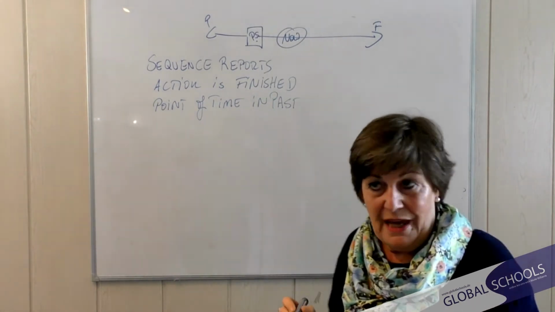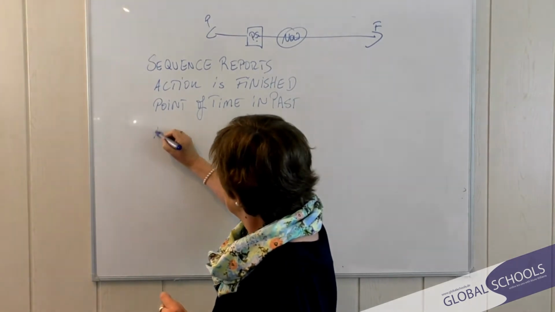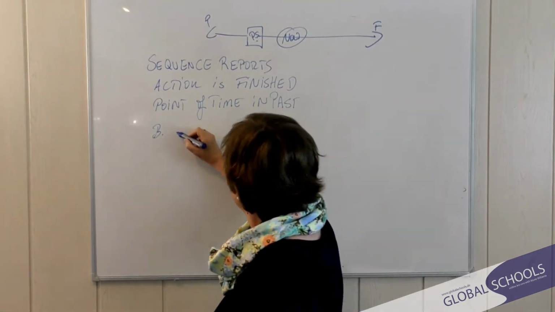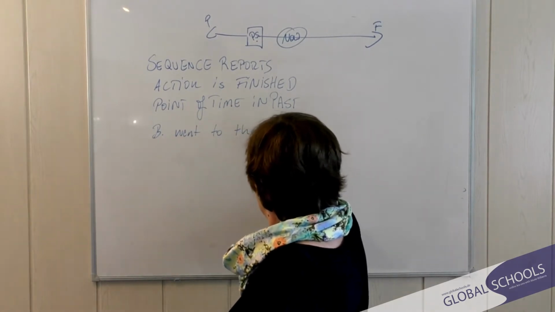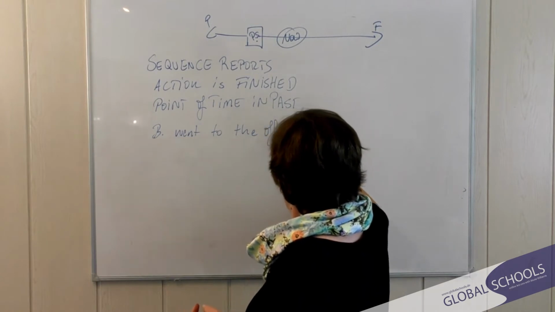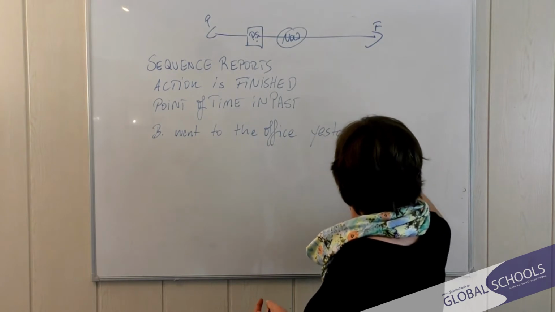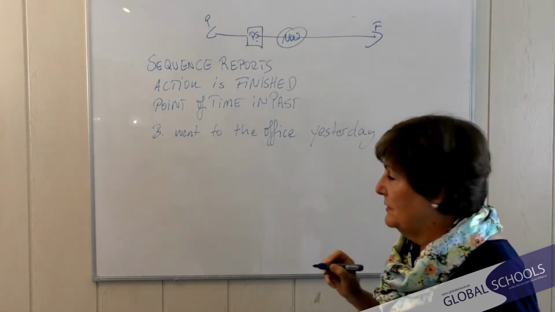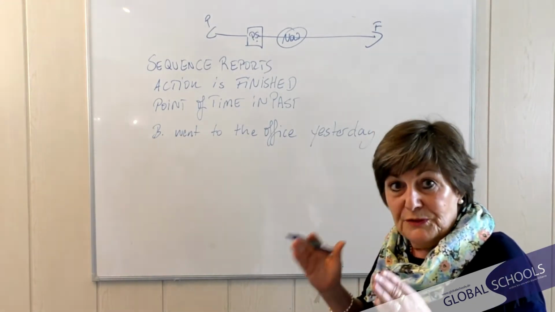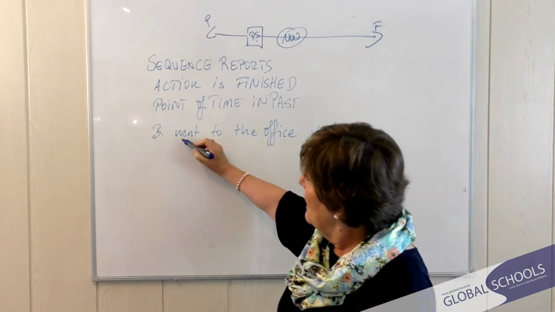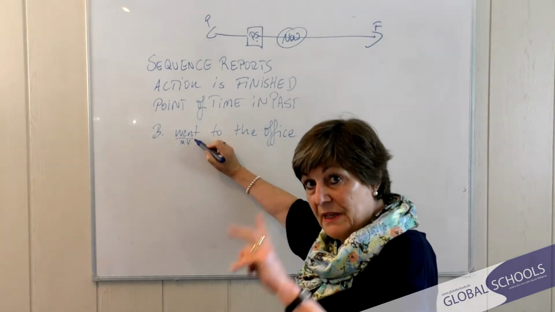Now, how can I show that? Okay, here we go. We have, for instance, Barbara went to the office, let's say, yesterday. Yesterday is very typical, but you can say 2 weeks ago, 2 years ago, whatever you want. The point of time is finished. So you see here our major verb is in the past form, in the second form.